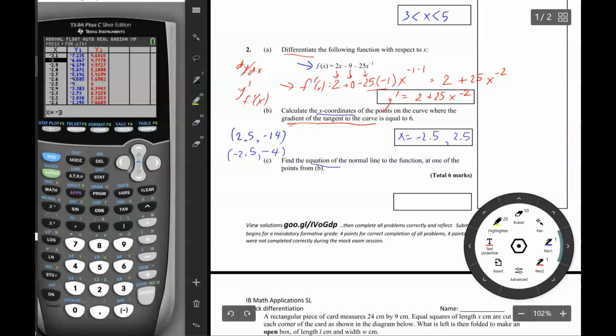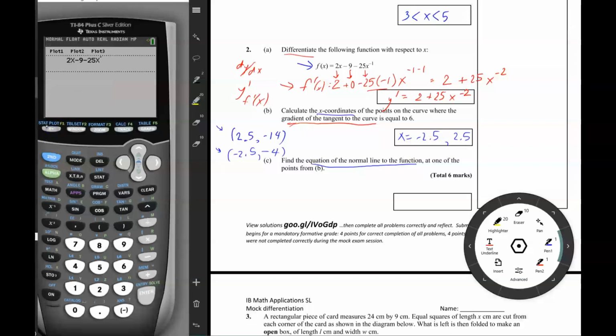because it says find the equation of the normal line to the function at one of the points from B. So they want us to find the normal line at this point or the normal line at this point. Okay? I'm just going to look at the graph really quick just so that you can imagine what it looks like, although you don't need to do this. Before you look at the graph, I would turn off the derivative function by hitting enter at the equal sign and then hitting graph. Okay, and then let's see if I can see anything here. Yeah, there we go.